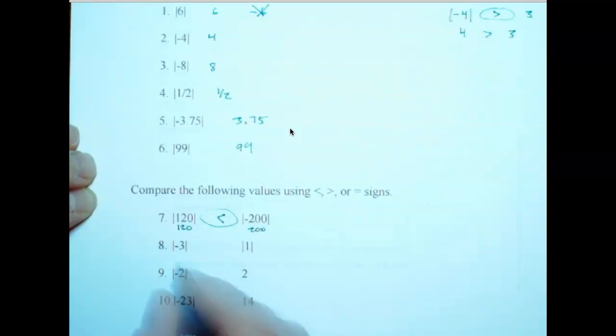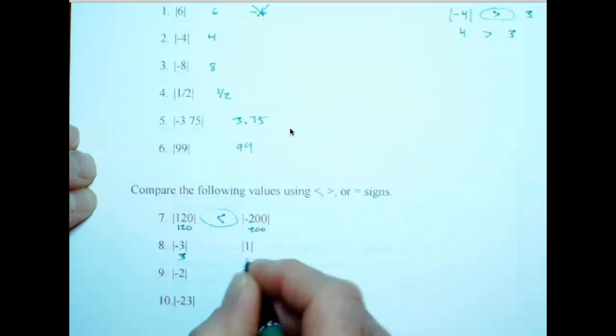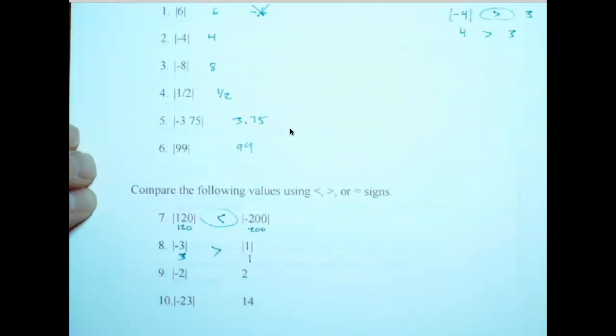Here's a similar problem to that first one I did. The absolute value here is 3. The absolute value here is 1. This is greater. 3 is greater than 1. The absolute value of negative 2, well, that's 2. The absolute value of 2, well, this doesn't have absolute value bars, so 2 is just worth 2. And so these two are equal.